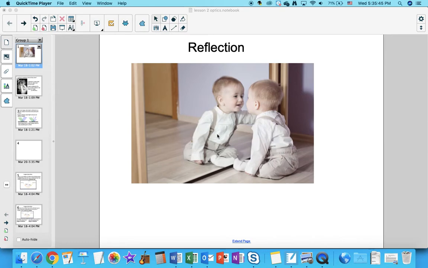Hi, if you're watching this video, you're watching the second video in optics. In this video, we'll be talking about reflections.